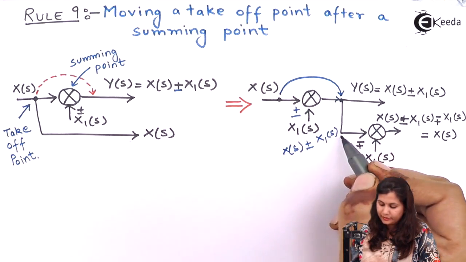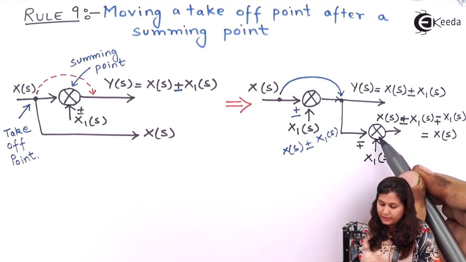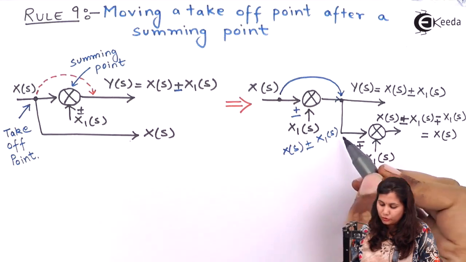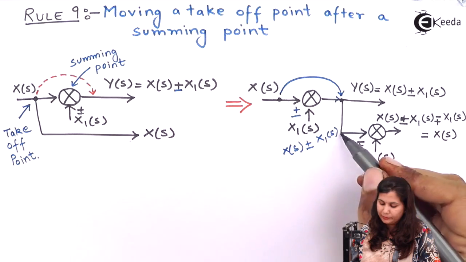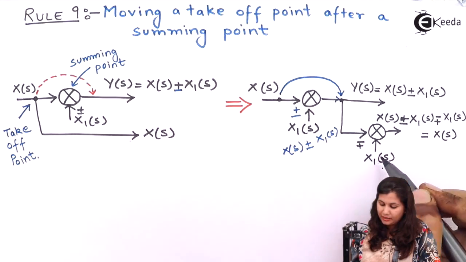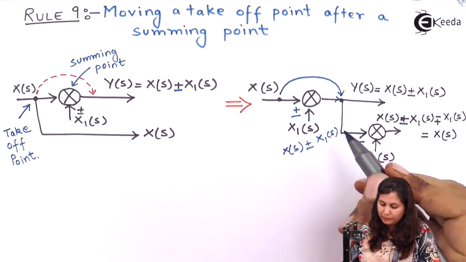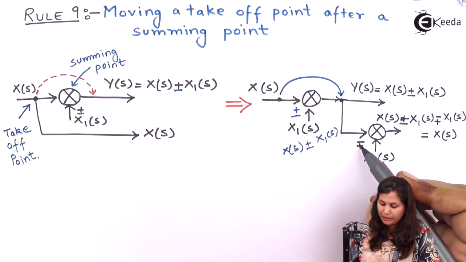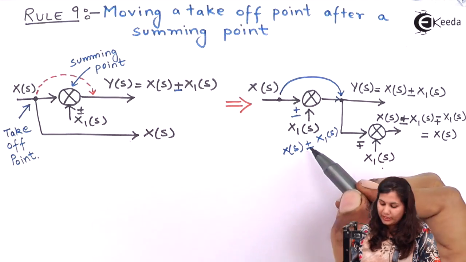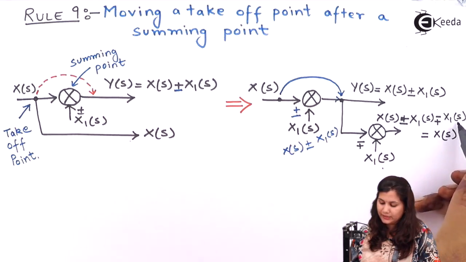This is the signal. So the input to this summing point is x1s. So this signal and this signal, they will be added up. And here we are having the reverse of these signs. That is, we are having minus plus. Not plus minus, we are having minus plus here. So we are having xs plus minus x1s, and here we are having minus plus x1s.